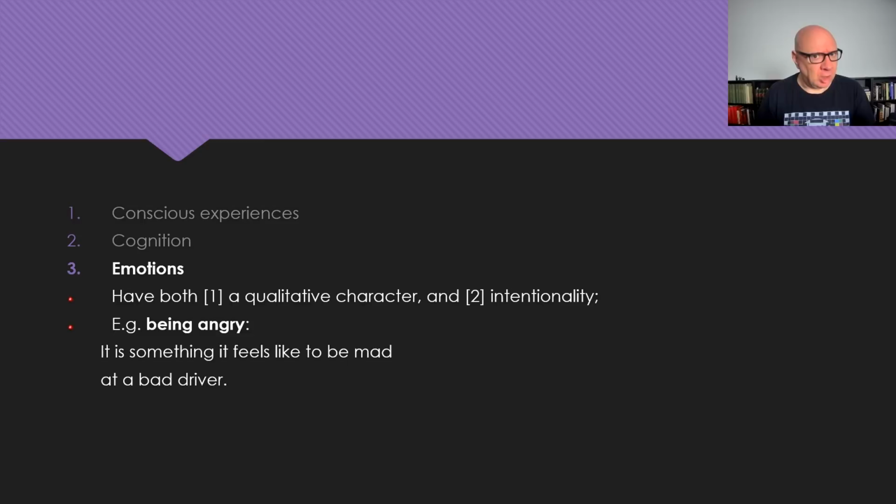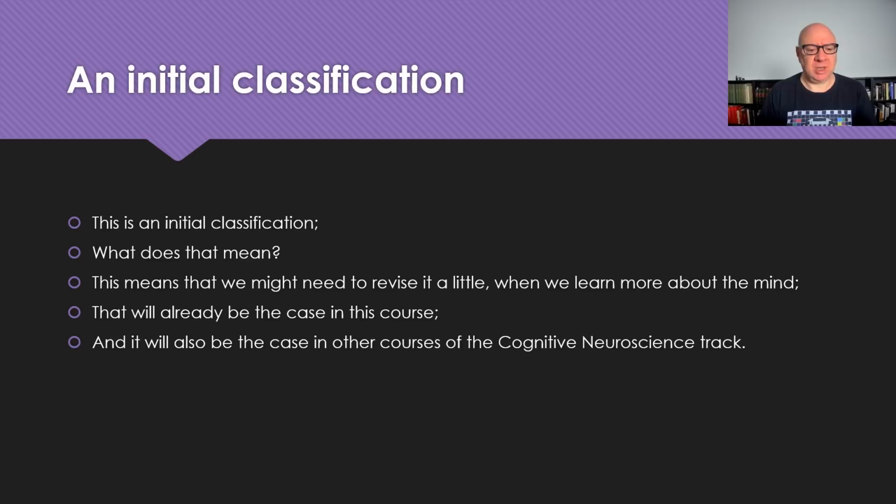Okay, so we have these three types of mental states, and that is an initial classification. So what does that mean? That means that we might have to revise it later a little. One thing, that's why I pressed it when I talked about the cognitive states, is that maybe we have to rethink our ideas about cognitive states being propositional attitudes, that is, mental states that are discrete entities, like marbles in a bucket. So already in this course, we will adjust this classical classification.